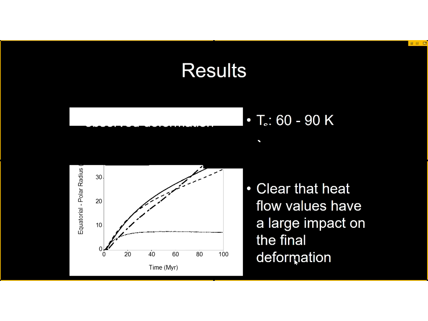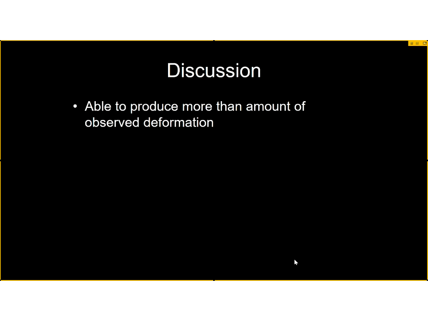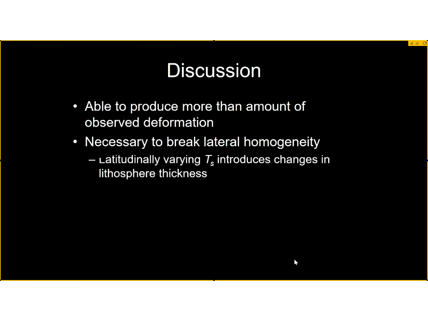So in all of these models, or most of them, we're able to produce more than the observed amount of deformation, which is good. That's always good when you're trying to write your PhD. We needed some way to break that lateral homogeneity, so I was able to do that through this cosine surface profile.